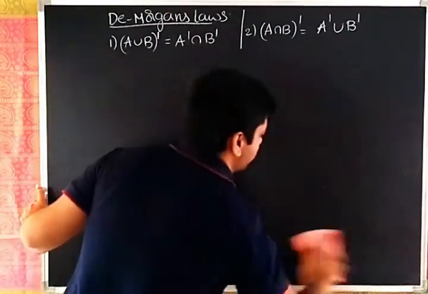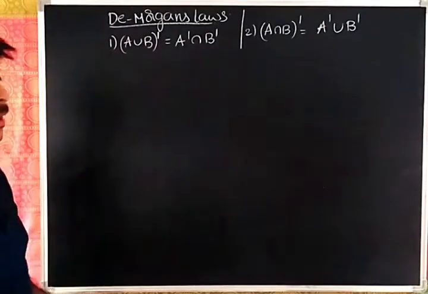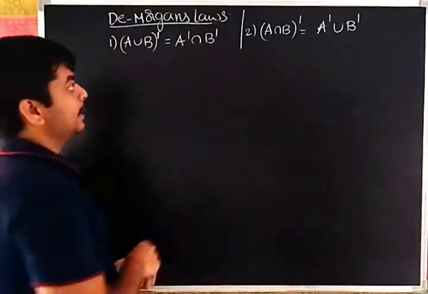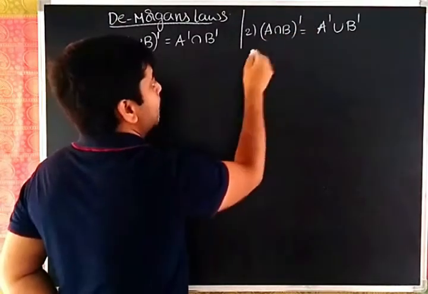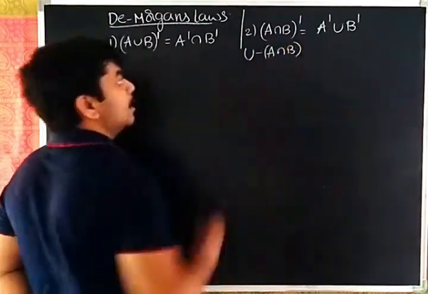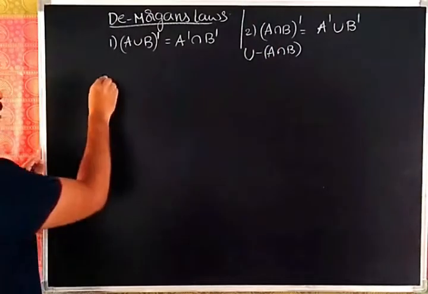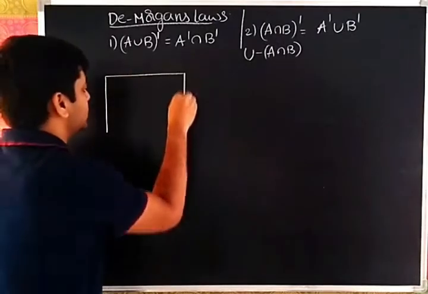The second De Morgan's law we'll see. So now A intersection B whole complement means from the complete universal set you need to remove A intersection B. So draw a quick Venn diagram for that.